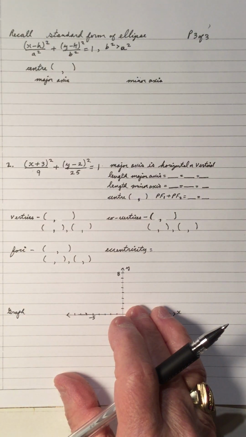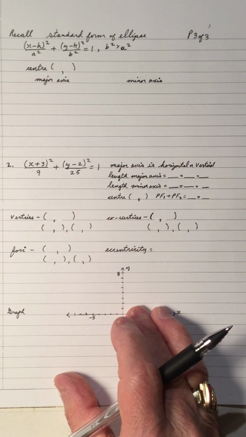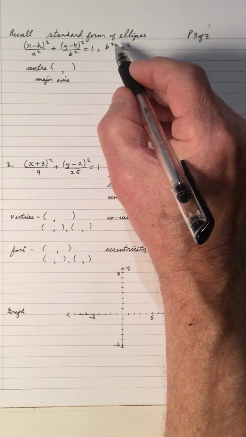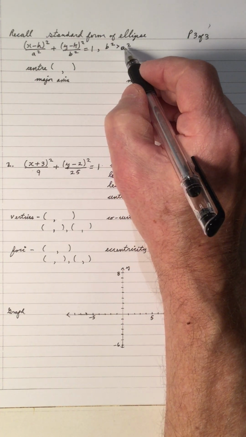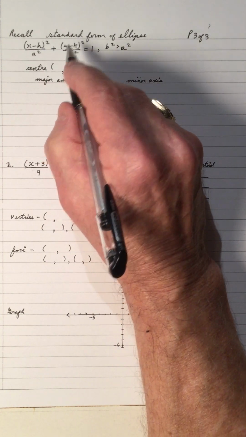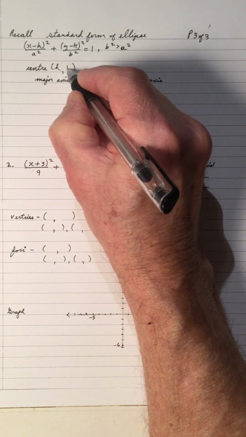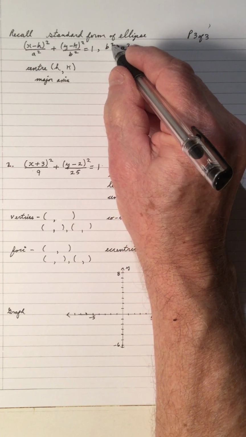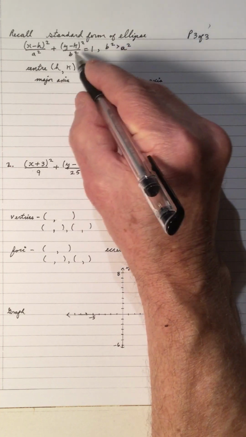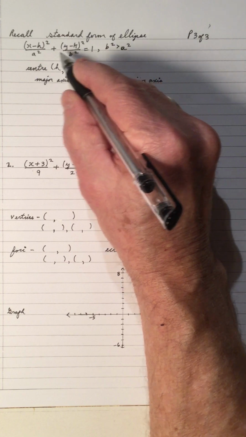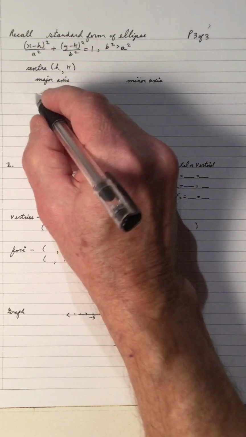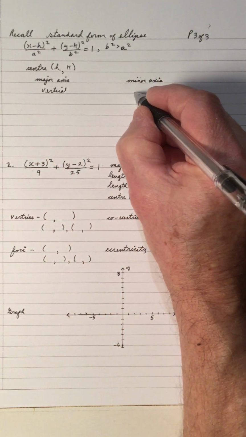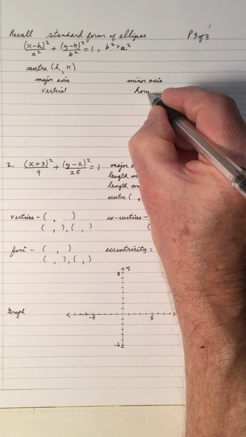Okay, let's look at another one. This time we have the same equation, only b squared is greater than a squared. The center is (h, k). The major axis, because b squared is greater than a squared, meaning this number here is greater than this one, is going to be vertical. The minor axis is going to be horizontal.